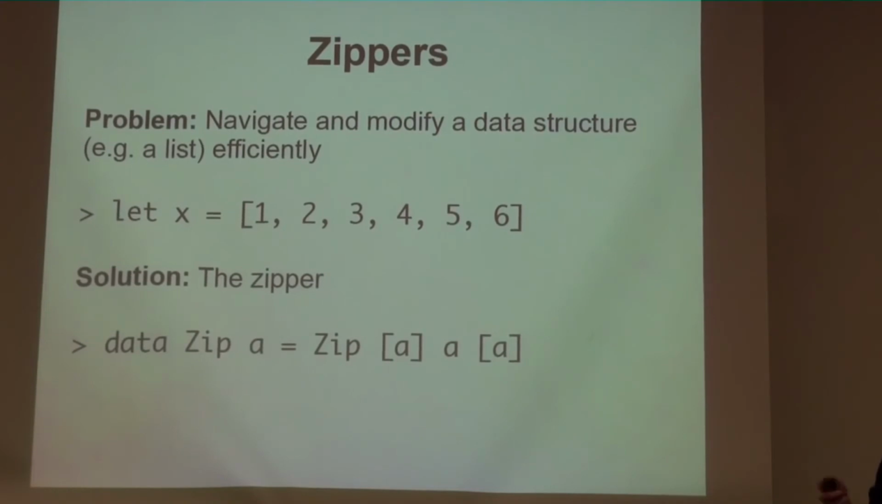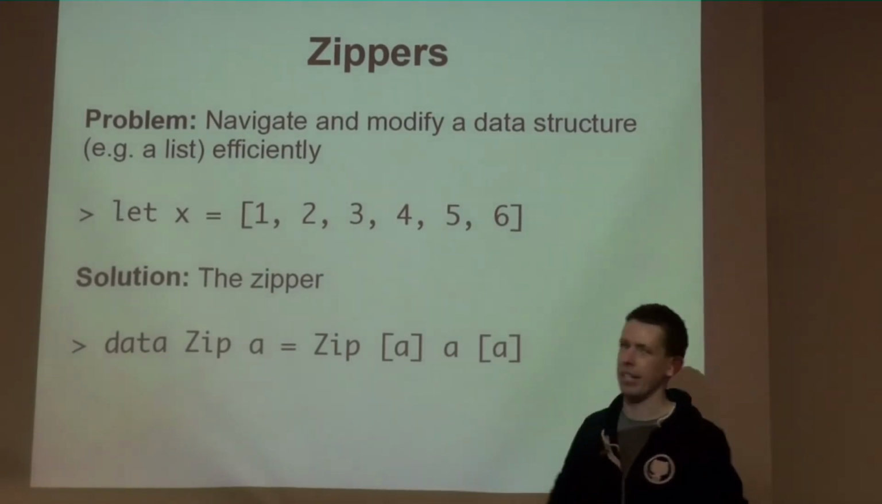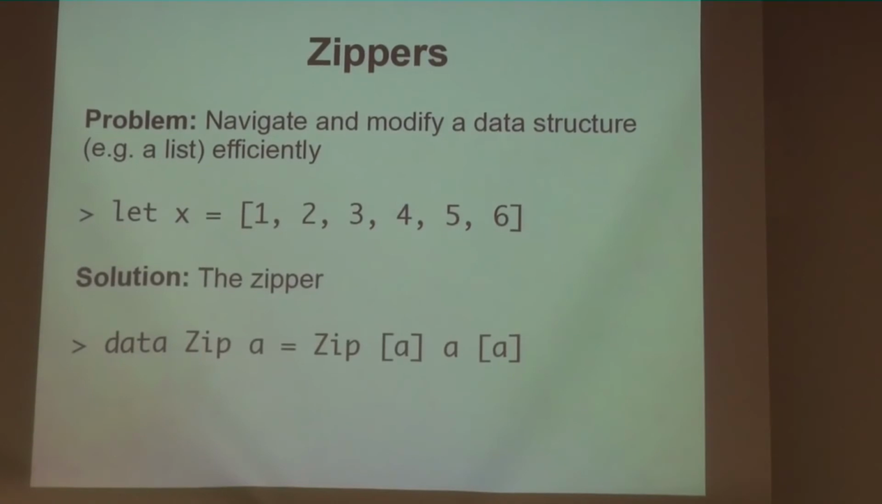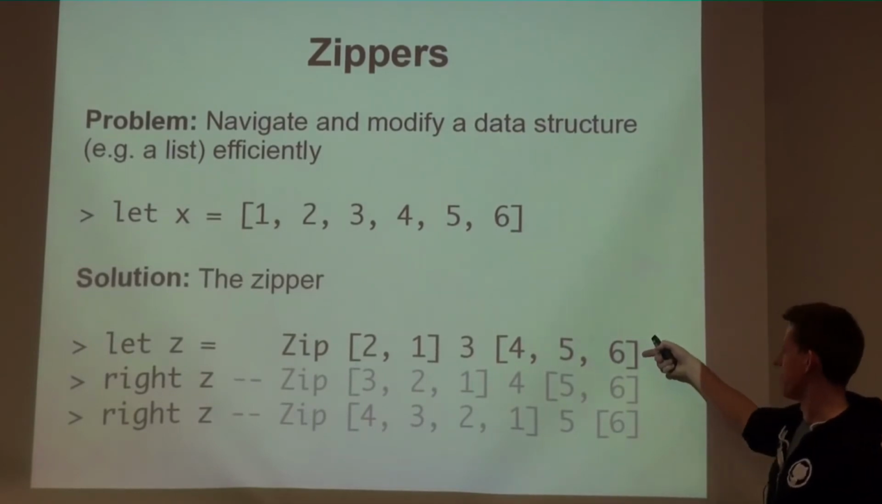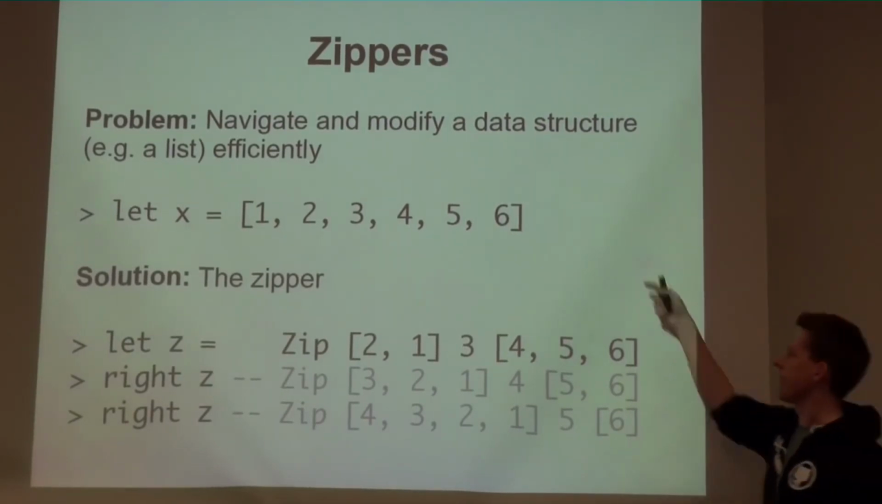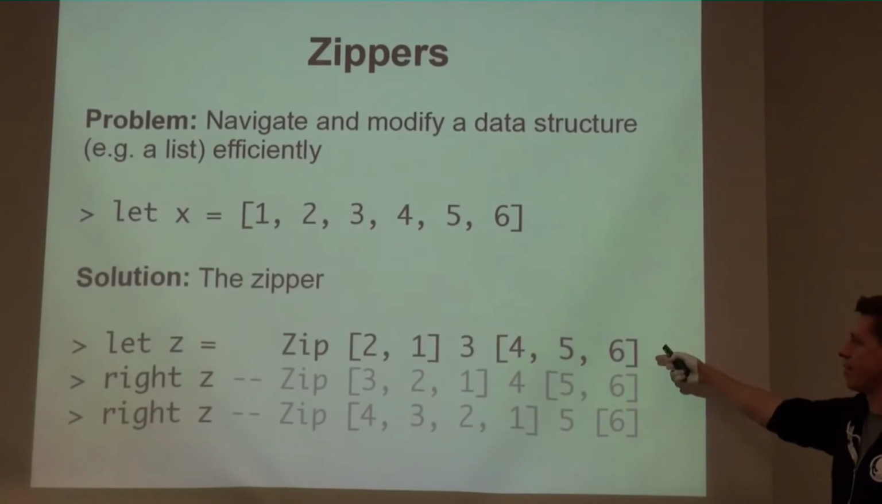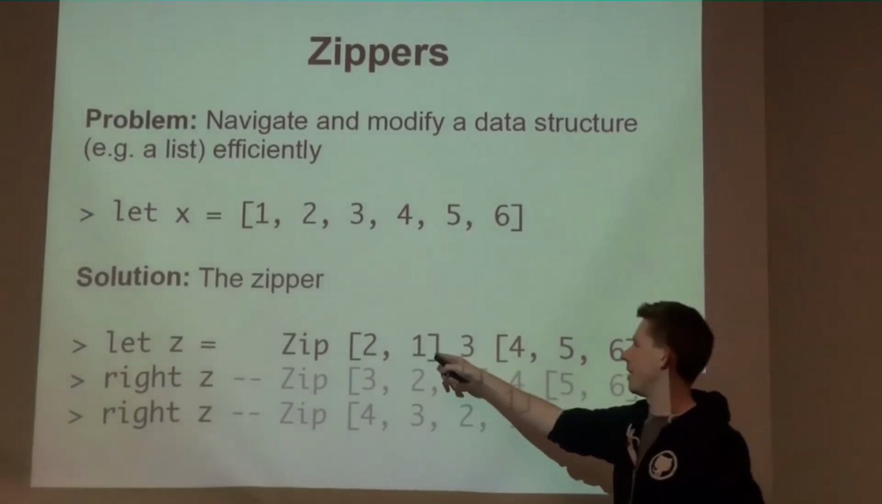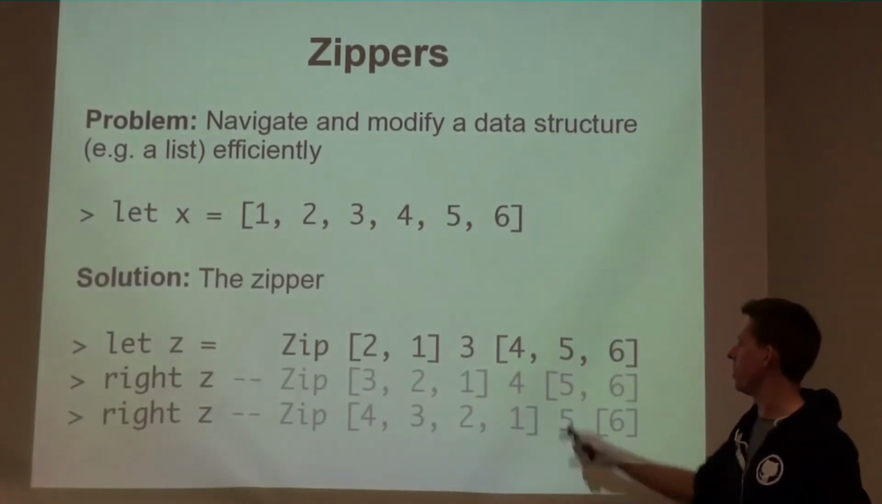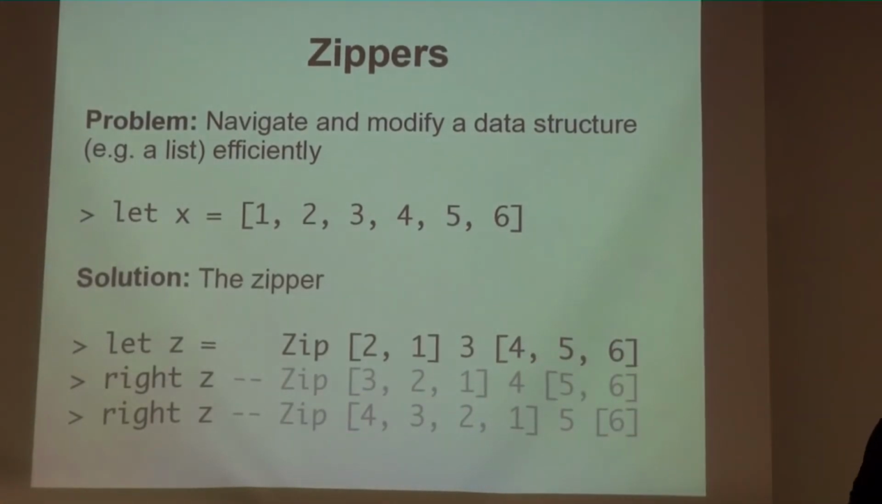There's a minor niggle, which is that you have to keep the first list in reverse order, which I'll show you why in a second. So you can write code like this. This let z equals stuff is this list up here, but represented as a zipper instead. So it has the focus on 3, and the first list, which we store in reverse order, is 2 and 1, and 4, 5, 6 is everything afterwards.